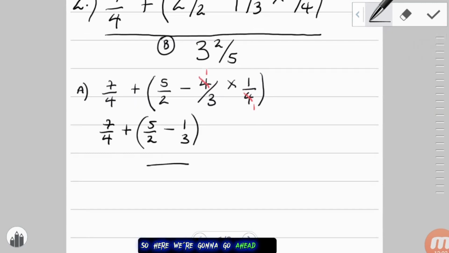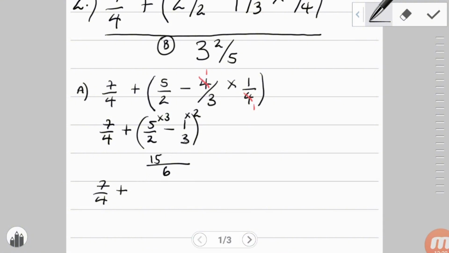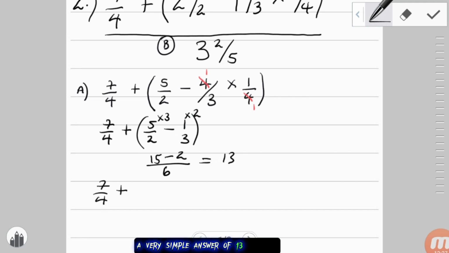So here we're going to say the LCM is 6. 2 into 6 goes 3 times, and 3 into 6 goes 2 times. Fundamentally, you want to practice to do this, so when you become more advanced, you can take multiple steps at once. So then we end up with 7 over 4 plus 5 times 3 is 15. 1 times 2 is 2. So we end up here with a very simple answer of 13 over 6.